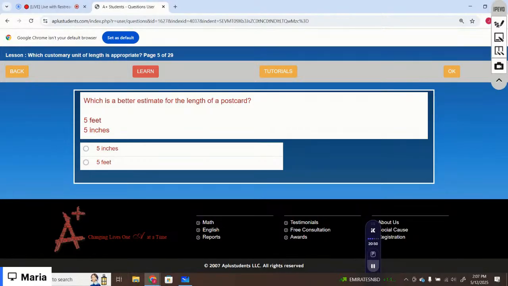Which is a better estimate for the length of a postcard? 5 feet, 5 inches. That is a postcard, right? So that must be 5 inches, where 5 feet is too long for the postcard.